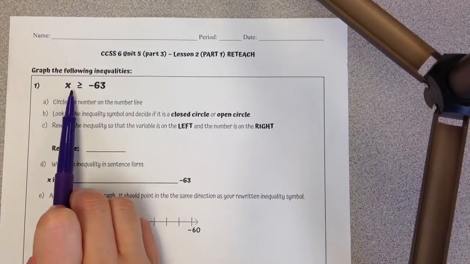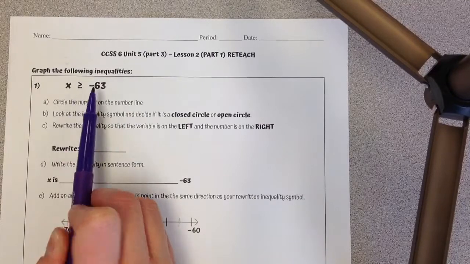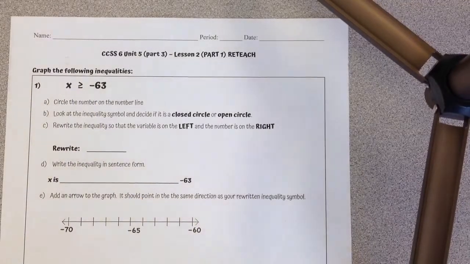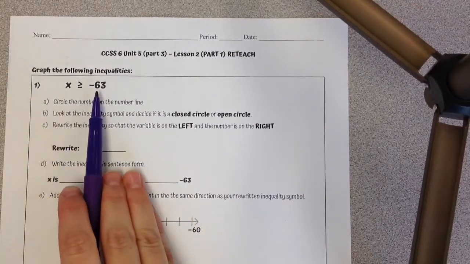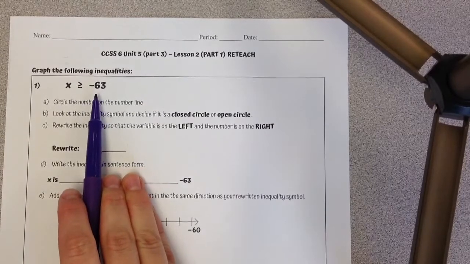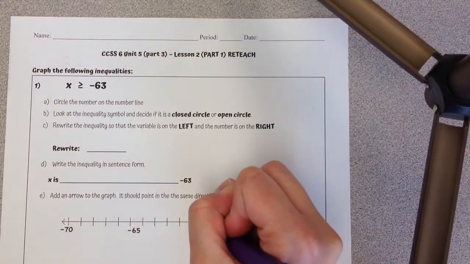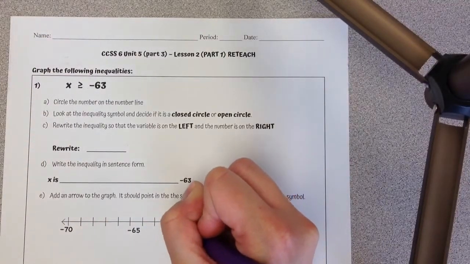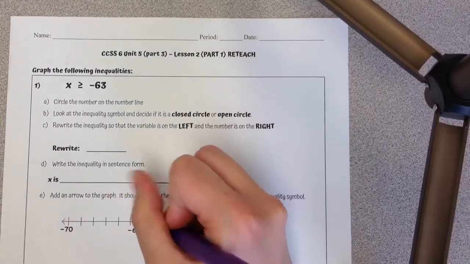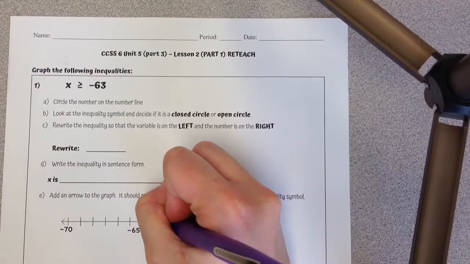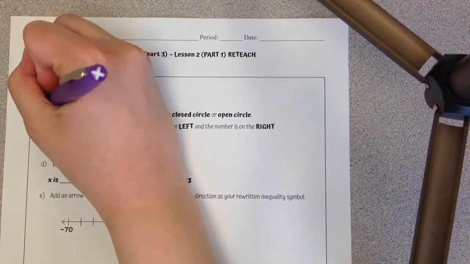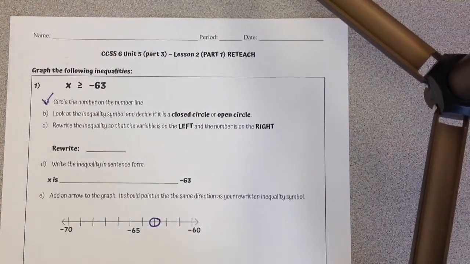My inequality is x is greater than or equal to negative 63. So the first thing I'm going to do is look at this number, which is negative 63, and I'm going to circle that number on the number line. Okay, so I have negative 60, negative 61, negative 62, negative 63. I'm just going to go ahead and circle it. Okay, that's the number I'm working with.